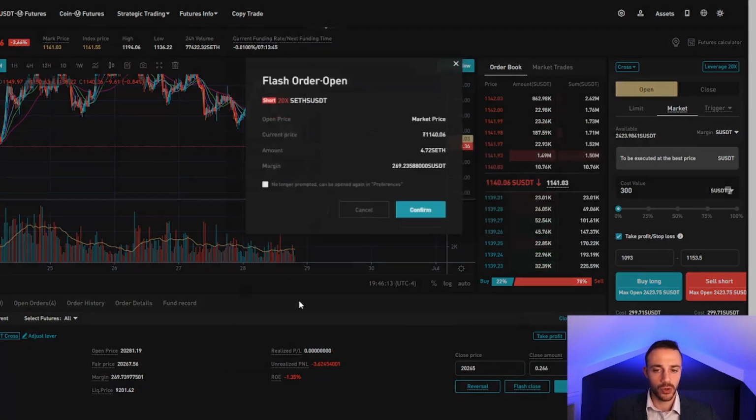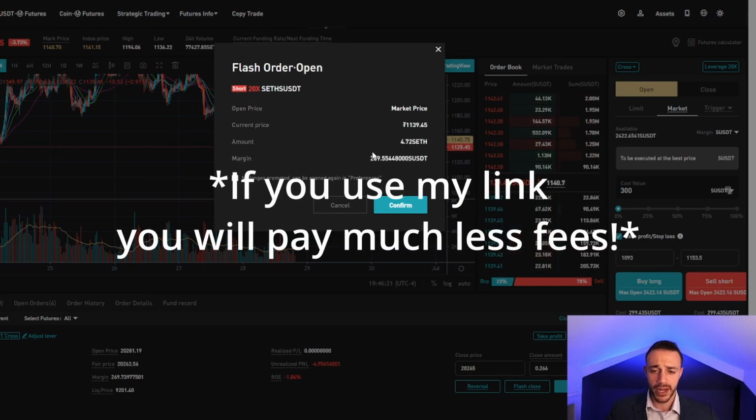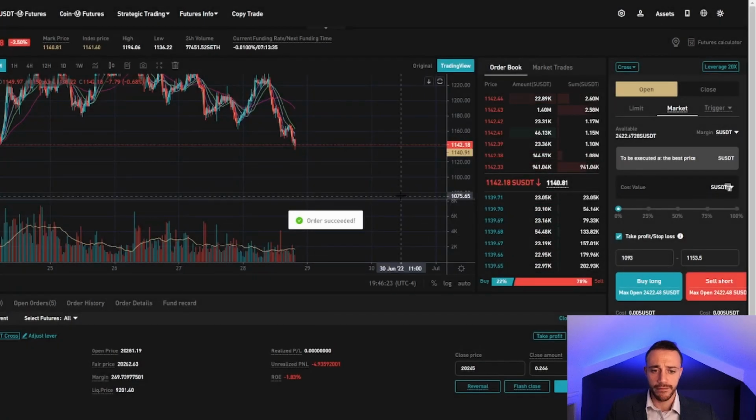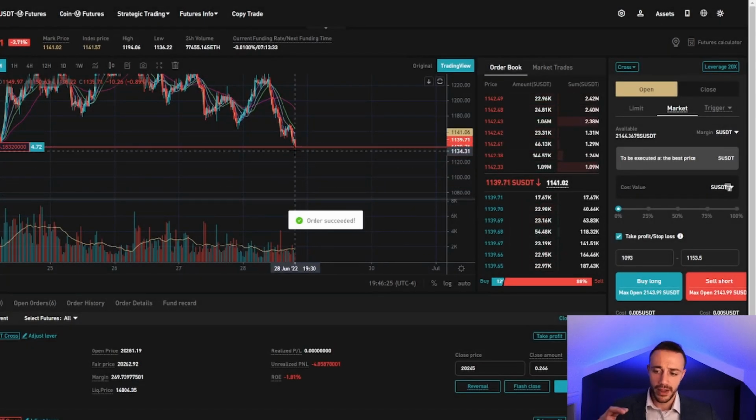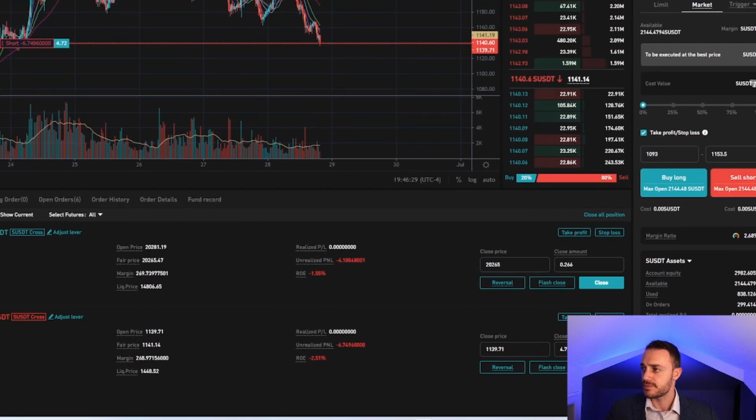Immediately I'll hit sell short, and I will confirm this again, $269 of margin. If you're wondering why there's a big reduction, that is from the fees of the order, right? You pay a higher fee with a market order. So you hit confirm, and now we are immediately filled in the trade. And again, it shows up down here.